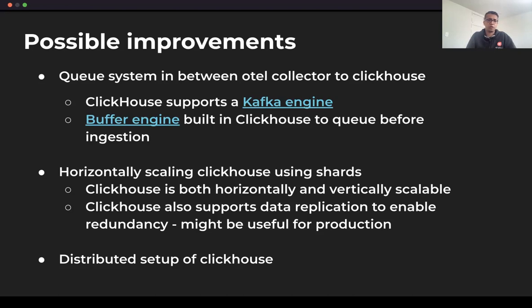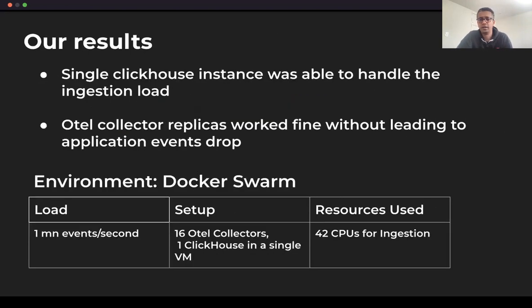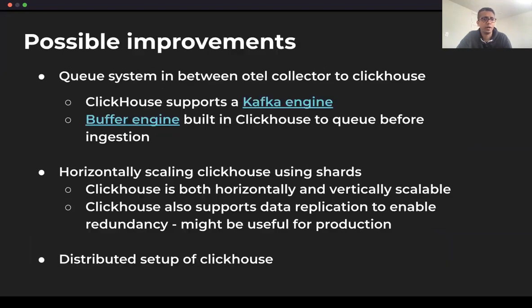The third piece is that you can also do a distributed setup of ClickHouse. So rather than having a single-machine ClickHouse instance running, you can set up distributed instances so that the same query is distributed among different instances, and then you can get data from the different instances and merge it back. That might be among the possible improvements we think could be made. But even this result seems very interesting to us, that it was able to handle 1 million events per second without any issues.